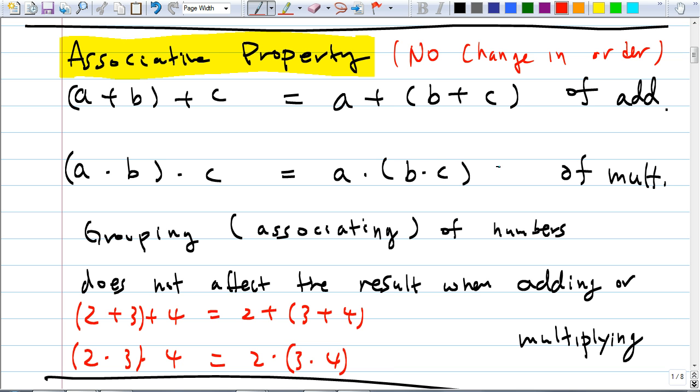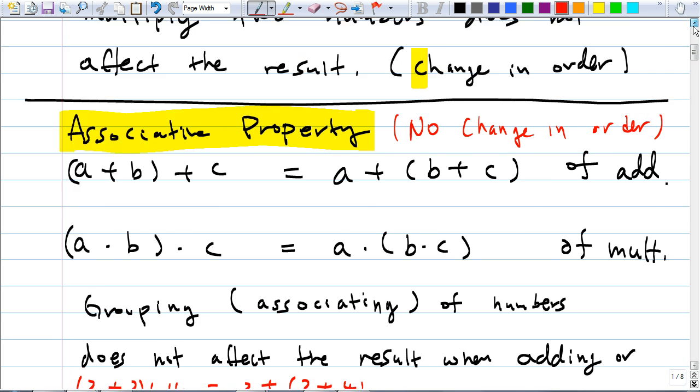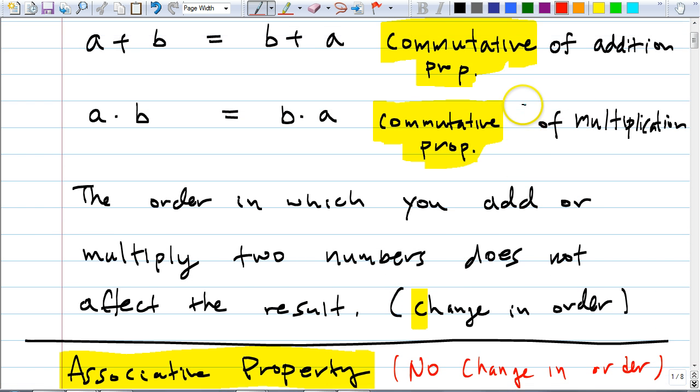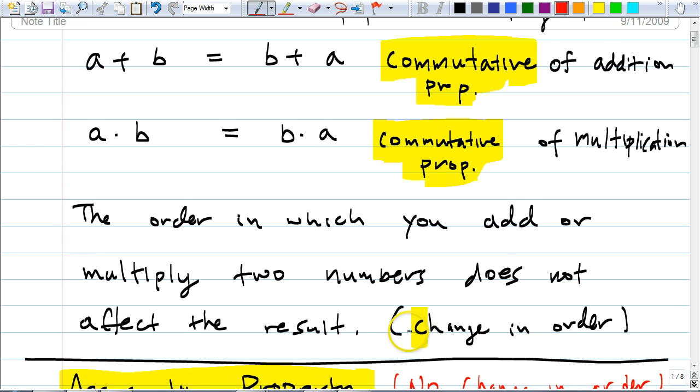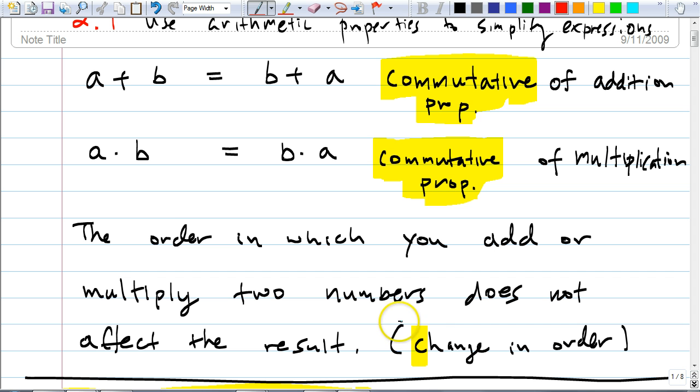I want you to notice something here. Do you see why for the commutative property I highlighted the C right here in change in order? What do you think I did that? Chris, what do you think? Yeah, the commutative property starts with C. So remember, C for change in order.